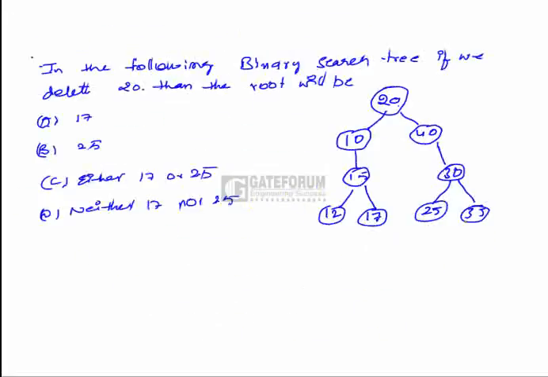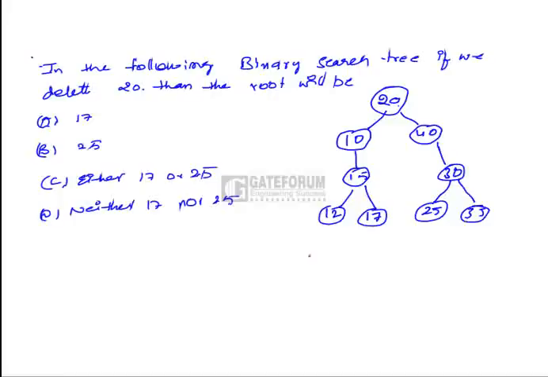In the following binary search tree, if you delete 20, then the root will be: option A 17, option B 25, option C either 17 or 25, option D neither 17 nor 25.